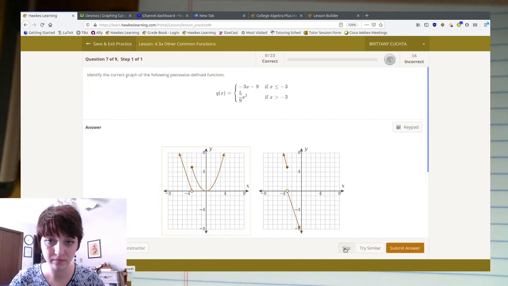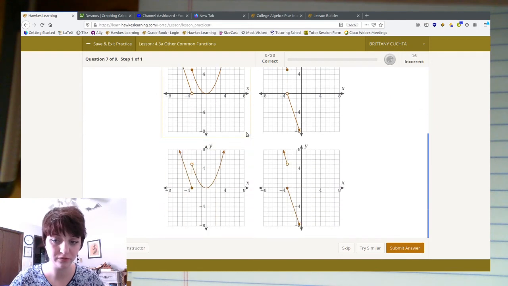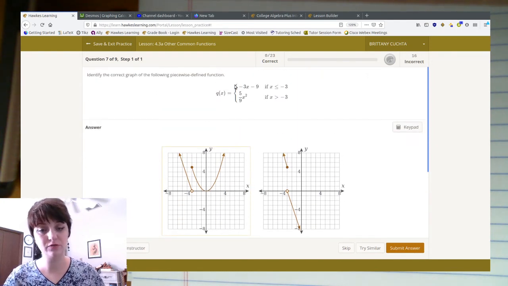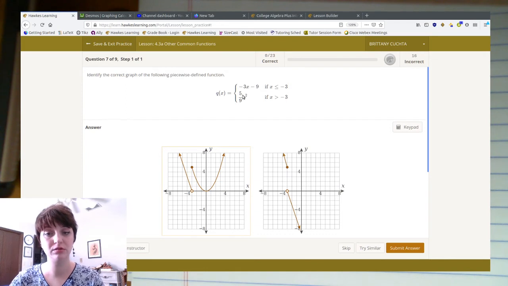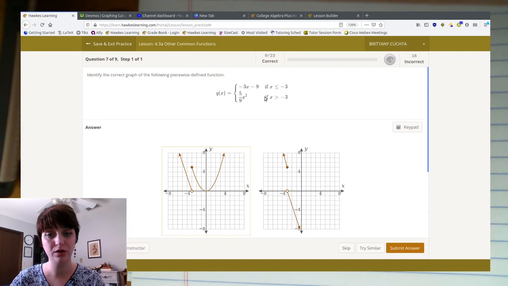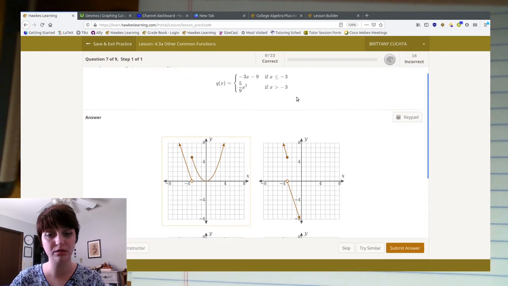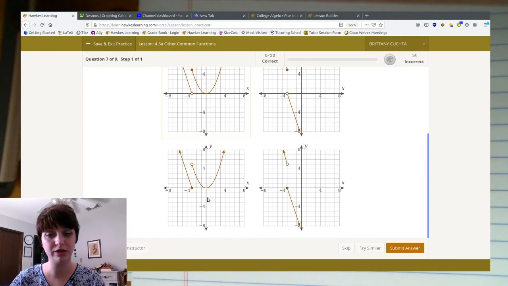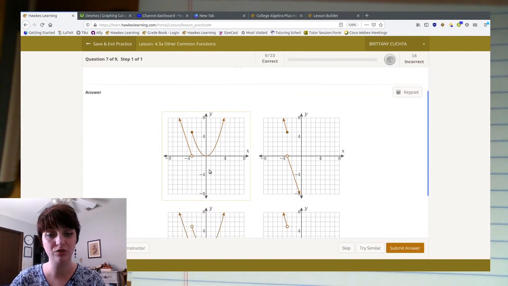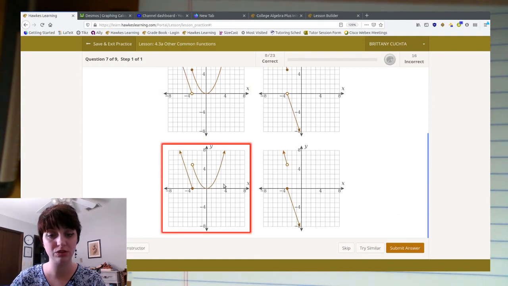Okay, this is slightly different. Identify the correct graph. So first part, negative linear. Second part, parabola that opens up. First part, I have an x less than or equal to, so closed on the first part. Then I have x greater than, so open on the second. So these two have the right shape. They have negative linear, then parabola that opens up. I need closed on the first, open on the second, so I want this one.